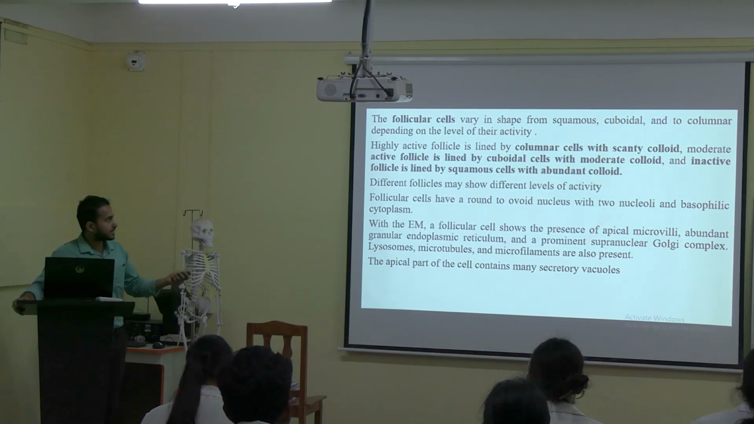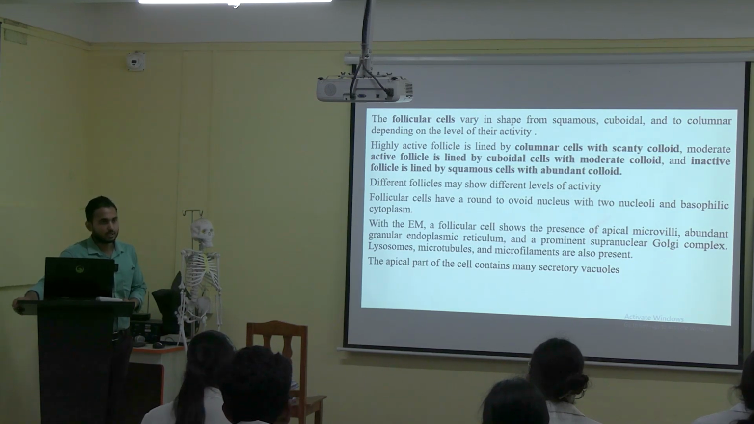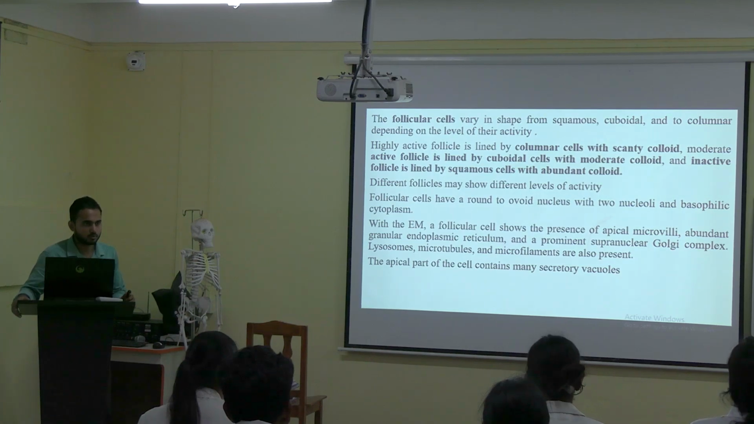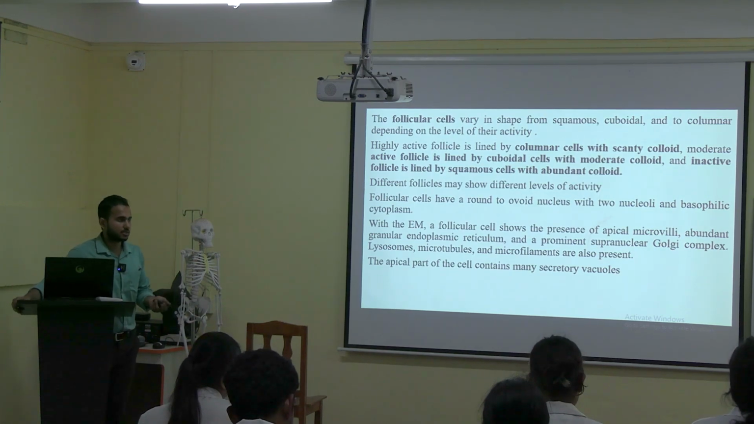Okay. Next, when it is lined by cuboidal cells, it is moderately active and a moderate amount of colloid is present. Now, if the follicles are inactive, then they are lined by simple squamous epithelium and an abundant amount of colloid is present. Okay. So, these are the different types of cells present inside the follicle, depending on the activity.